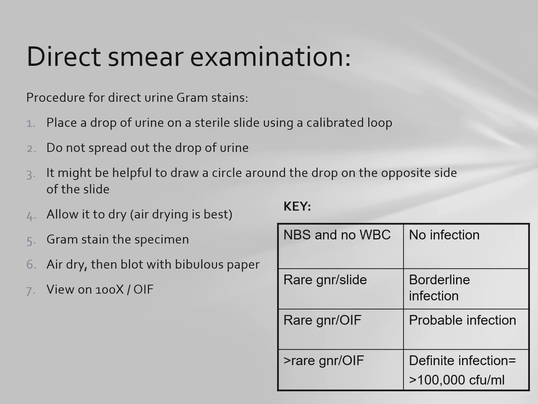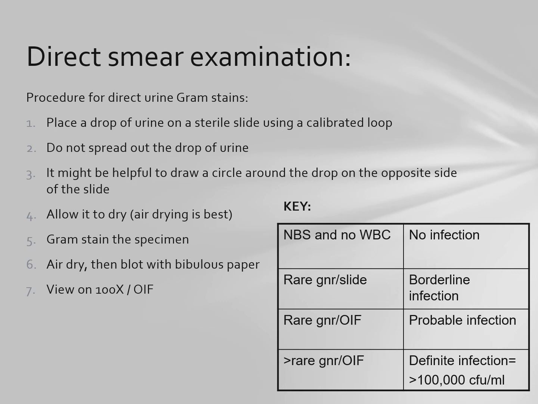If a direct smear is performed on our urine, we can do that by placing a drop of that urine on a sterile slide using a 1/100 loop. We don't want to spread that drop of urine out. Instead, we want to draw a circle around it on the bottom of the slide so we can find it again. We're going to allow it to dry. Air drying is best, but you can use a slide warmer. That's fine too. And then we gram stain the specimen.